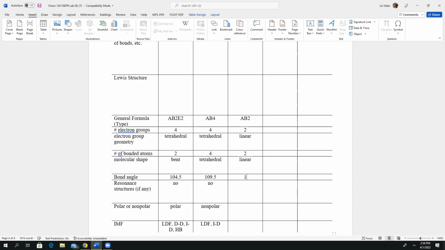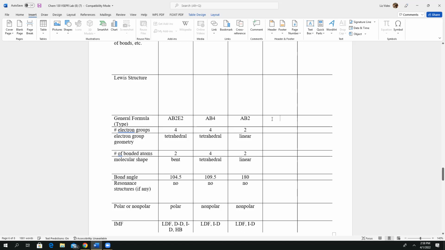And this angle is 180. There are no resonance structures because there are no double bonds. And it is a nonpolar molecule. Therefore, the only things that we can do is London dispersion force. And we have also ion dipole because it is charged.